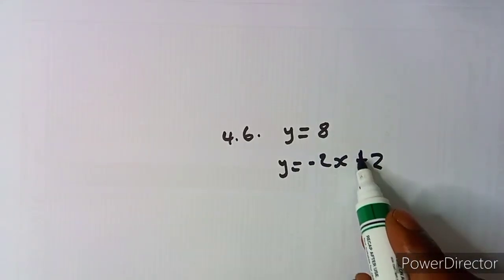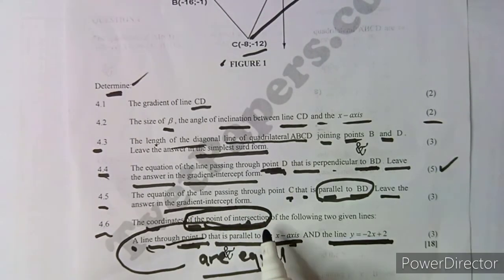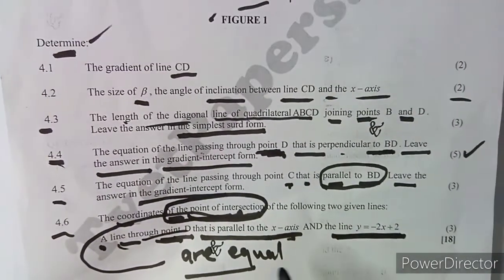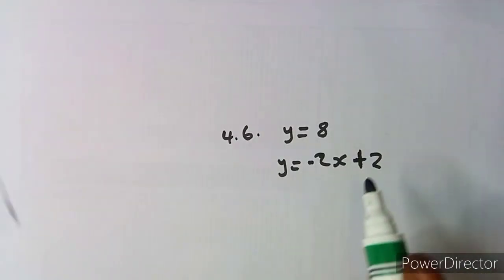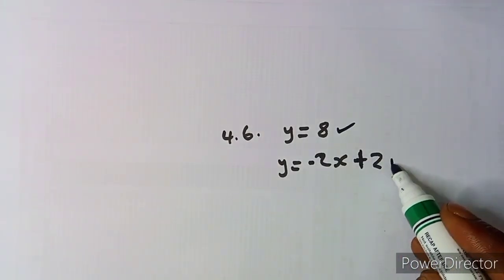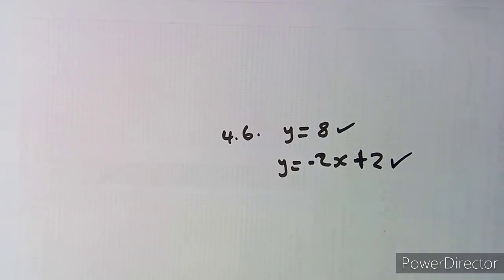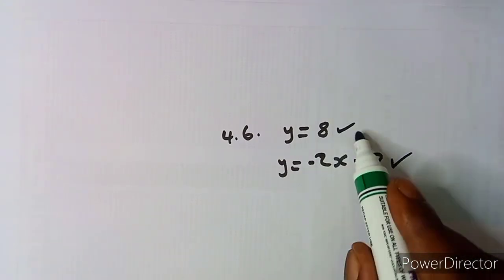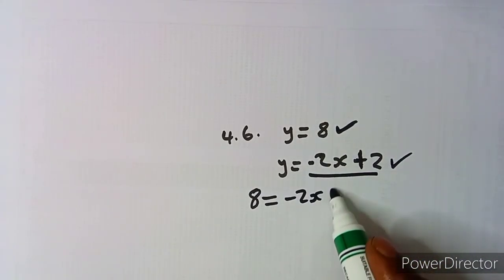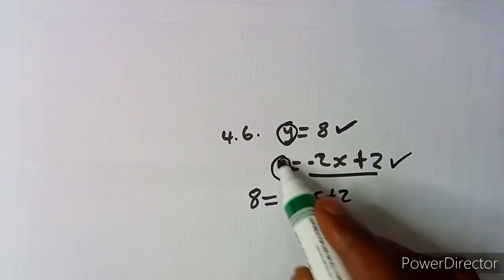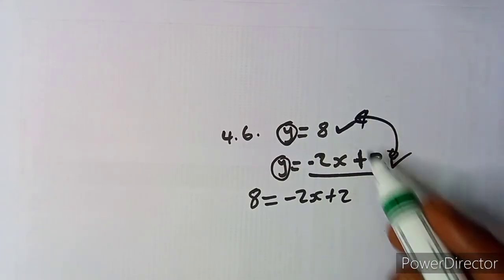Okay, so we now have two equations, and the question is saying calculate the coordinates of the point of intersection. Take note, the coordinates of the point of intersection. At the point of intersection, these two functions are equal. So y is equal to 8 is the same as y is equal to minus 2x plus 2. If they are equal, what am I going to do? I'm going to solve the equation, which means 8 is equal to minus 2x plus 2, because this y and this y are equal.